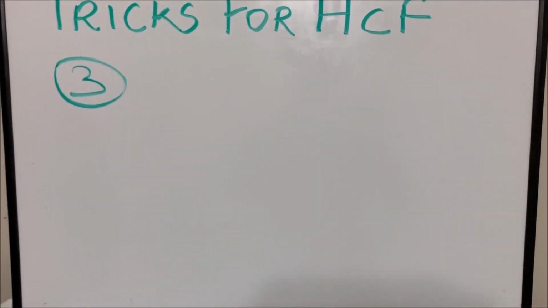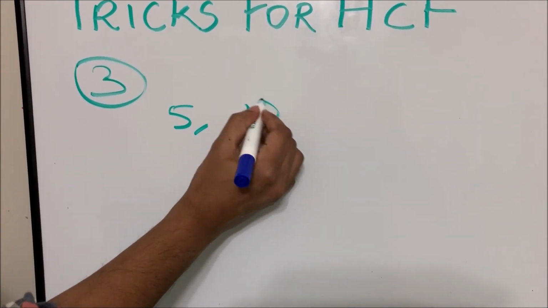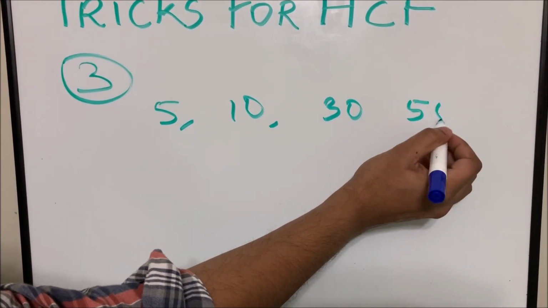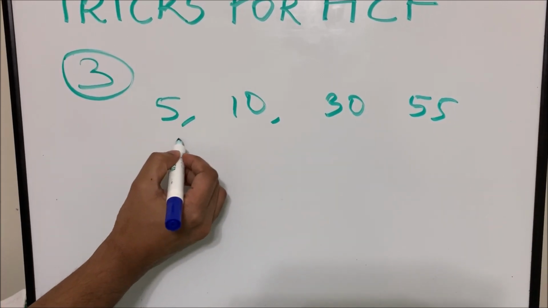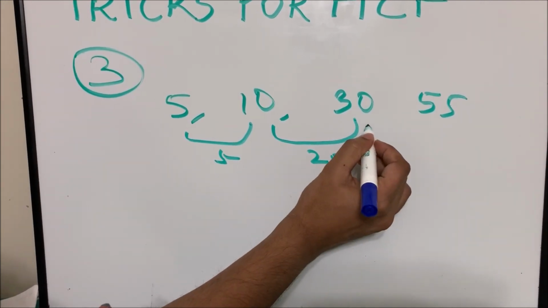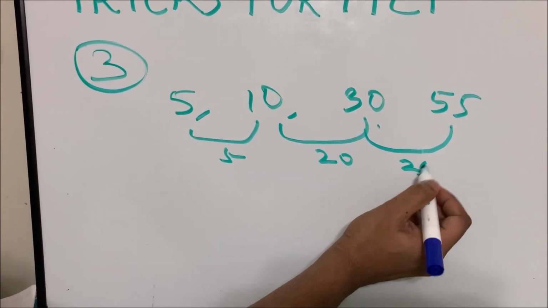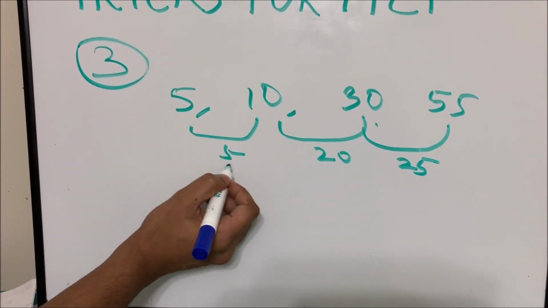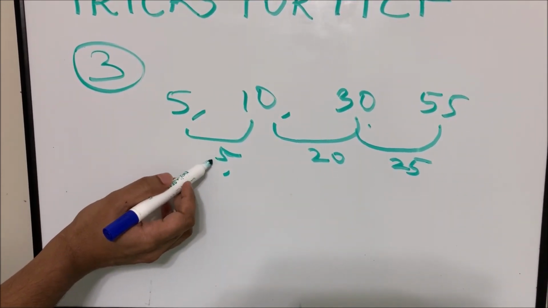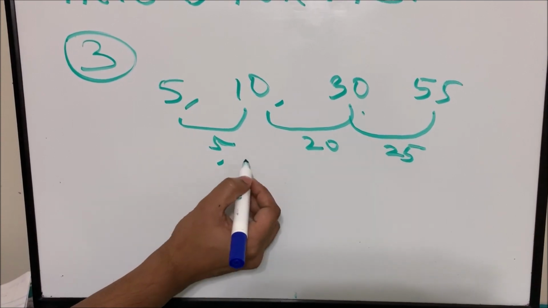Some more examples. Let's take 5, 10, 30, 55. Let's find the differences. 5, 20, 25. So the lowest difference is 5. Is 5 divisible by 5? Yes. 10? Yes. 30? Yes. 55? Yes. So the HCF is 5.